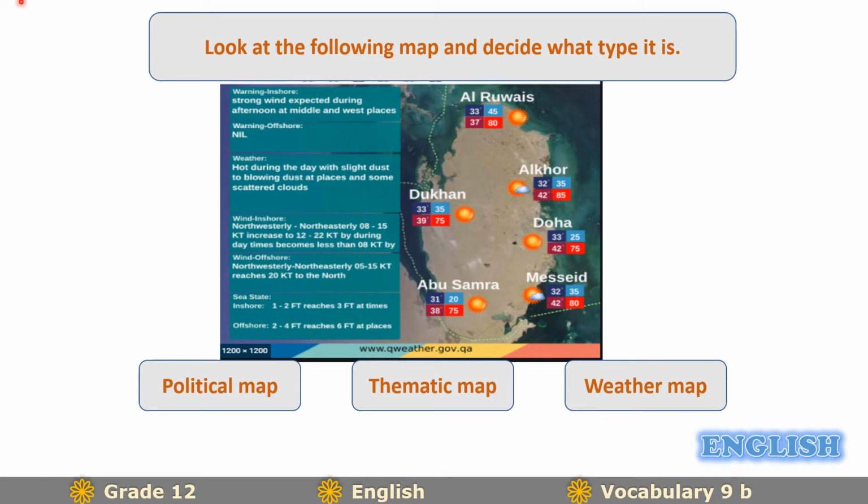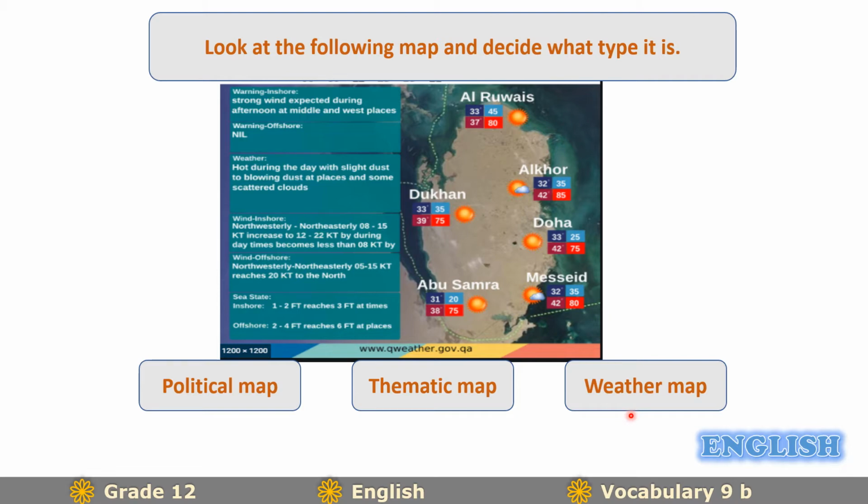So to start our lesson, dear students, I'd like you to look at the following map and decide what type it is. Is it a political map, a thematic map, or a weather map? Knowing that a political map means a map that shows the borders of countries or states, whereas a thematic map is a special purpose map, that's to say, it's created to display information about a topic or a theme, whereas a weather map is a map that shows information about the weather.